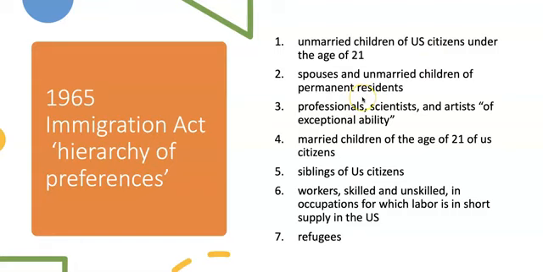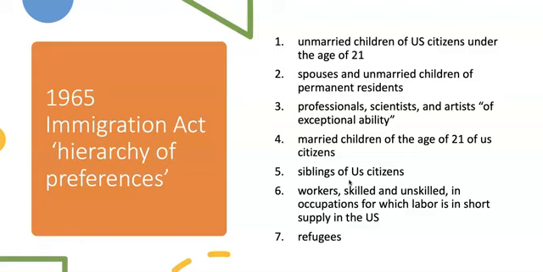So if you're a permanent resident, you're given this second preference. Go down to number four, married children of the age 21 of U.S. citizens. Okay, so again, adult children. And then number five is siblings, right? Brothers and sisters of U.S. citizens abroad. Okay, so that altogether, one, two, four, and five, is what we called earlier family reunification.